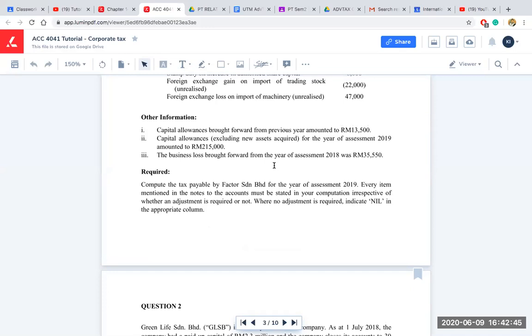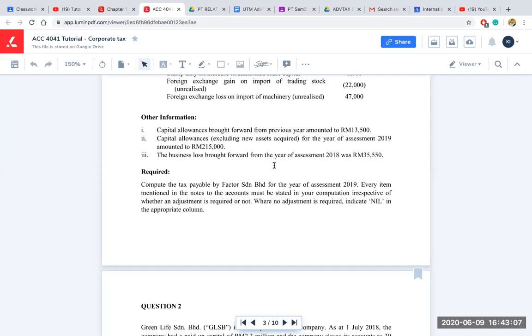But if there is any information at the top saying about disposal of an asset, right? You dispose an asset, then you have to compute the BA and BC, right? What is your residual expenditure? How much is your balancing charge, balancing allowance? So then you have to show your workings. In this case, there's no disposal, so that's why this balancing charge pun tak ada.